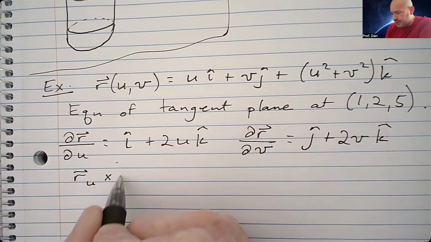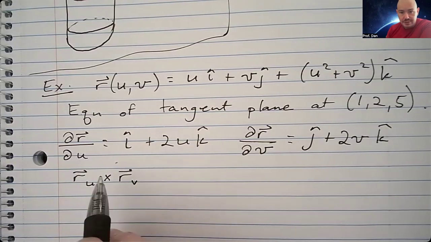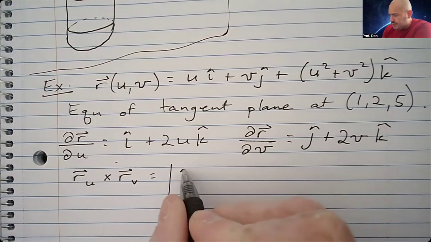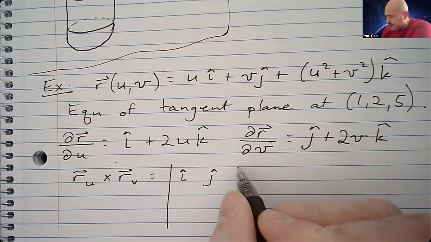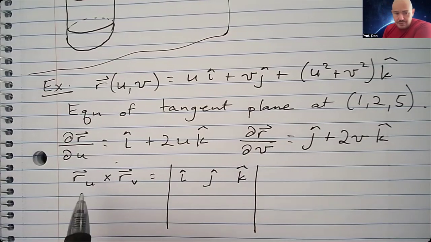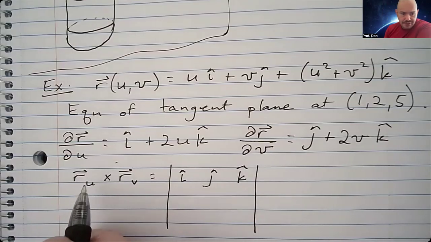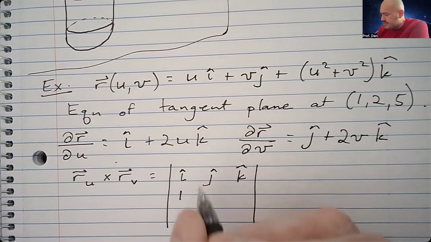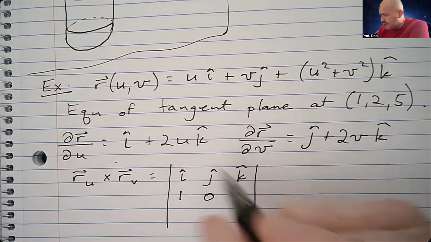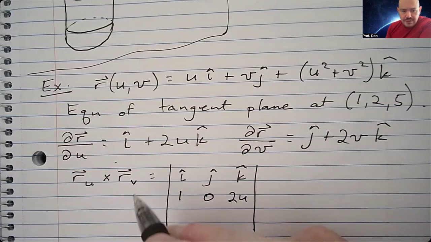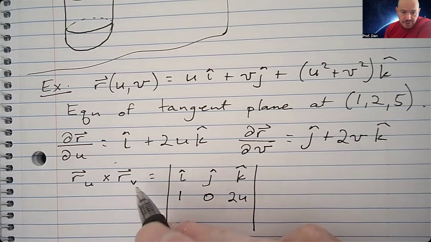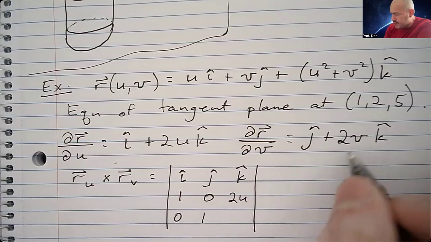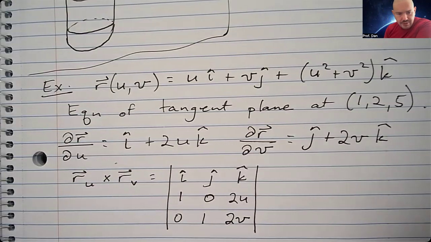Right. r_u cross r_v, just using the shorthand notation for our partial derivatives, is equal to a 3x3 determinant, where the first row is our unit vectors i, j, k. And then we go in order. Second row will be the components of the derivative with respect to u. So for i, that was 1. For j, that was 0. And for k, that was 2u. Then the third row is going to be the components of the derivative with respect to v. So 0 for the i component, 1 for the j component, and 2v for the k component.